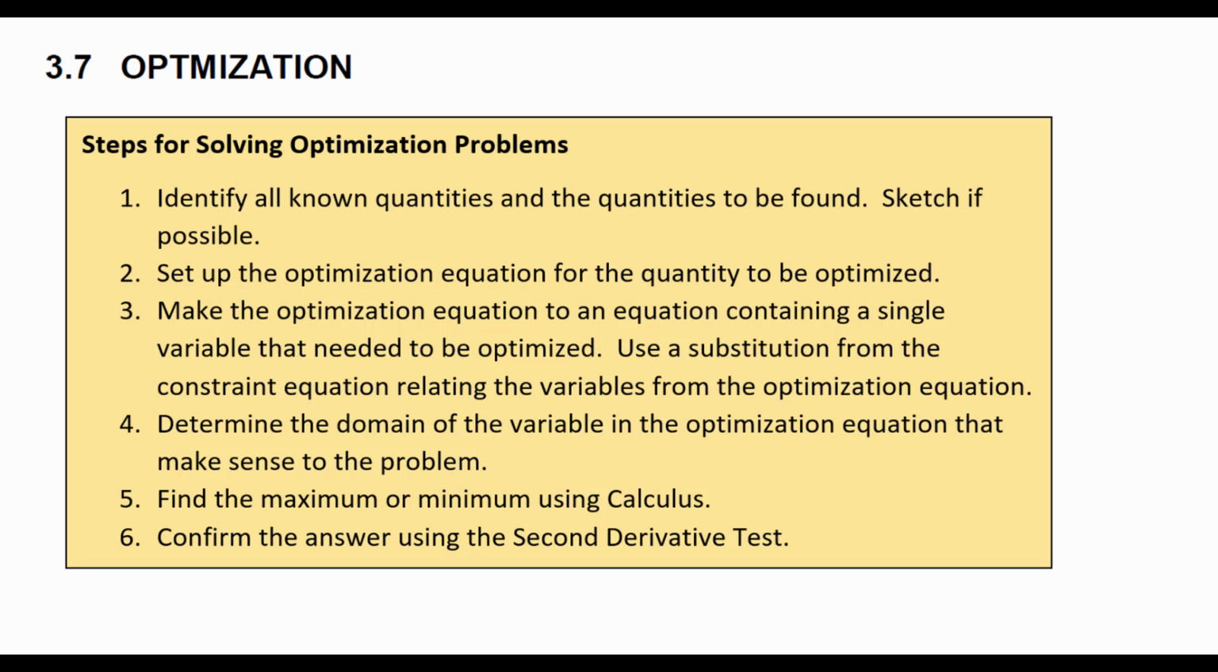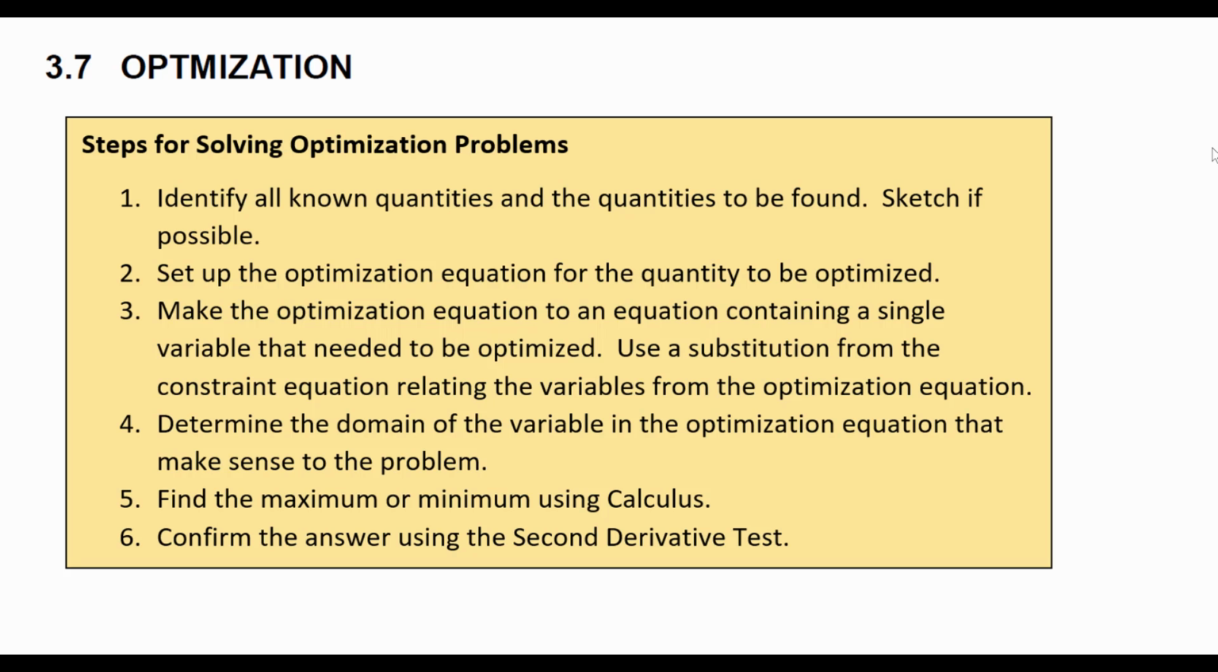Here are very helpful steps to solving optimization problems. Step 1. Identify all known quantities and the quantities to be found from the problem. Sketch if possible, because when we visualize, it makes a lot more sense and it's easier to set up an optimization equation. Step 2. Set up the optimization equation for the quantity to be optimized.